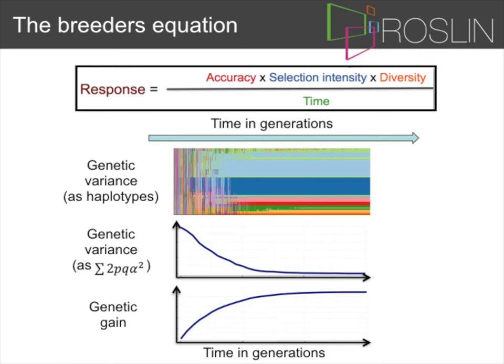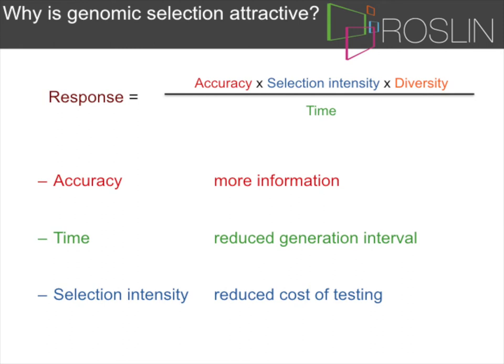Genomic selection in the context of the breeder's equation is attractive because it directly addresses three of the four parameters. So you can increase the accuracy of selection with genomic prediction. Genomic prediction, because you don't have to wait for phenotypes, allows you to reduce the generation interval. And finally, because genomic selection is typically cheaper than phenotyping, you can increase the selection intensity for a fixed budget.